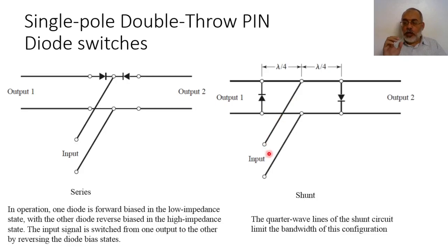So, the main disadvantage of the single pole double throw PIN diode switch for the case of shunt switches is narrow band, because the dimension of this transmission line depends on the operating frequency or the center of operating frequency. However, for the case of series switches, there is no lambda by 4 transmission line, so the bandwidth here is much greater than the bandwidth for the shunt switches.